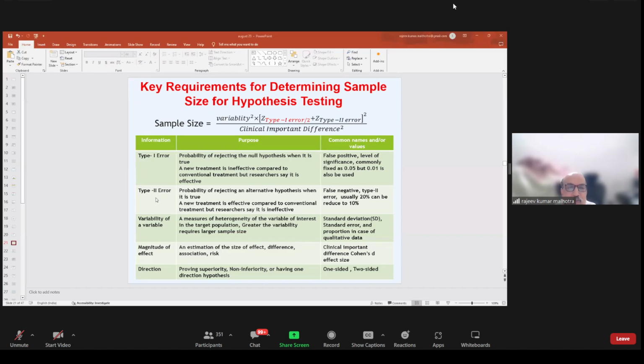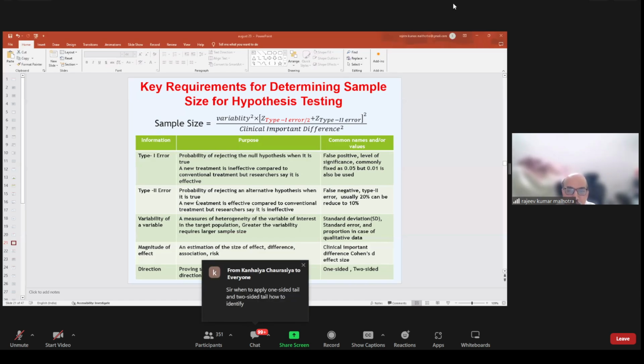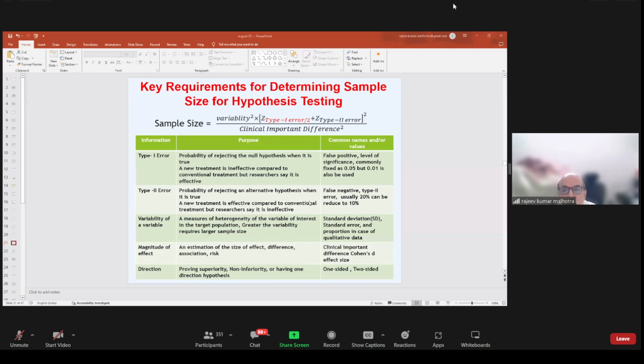The other type is type 2 error. Type 2 error is the probability of rejecting the alternative hypothesis when it is true. The alternative hypothesis is true, but we reject it. In simple terms, a treatment is effective compared to conventional treatment, but researchers conclude that it is ineffective. So that is called a false negative, type 2 error, and usually we fix it at 20% or 10%.